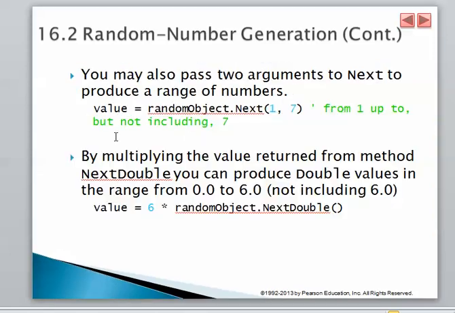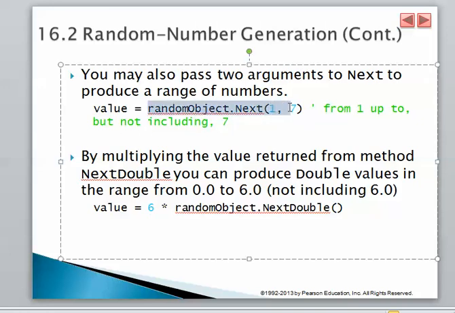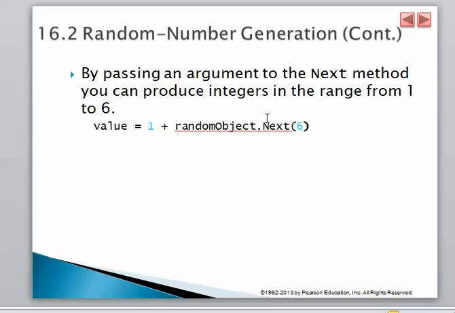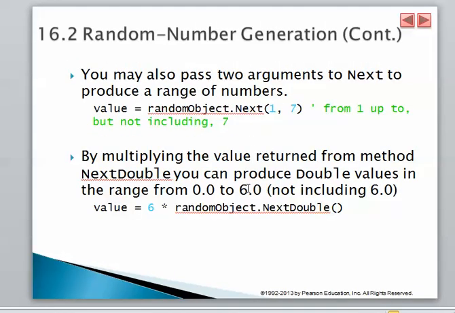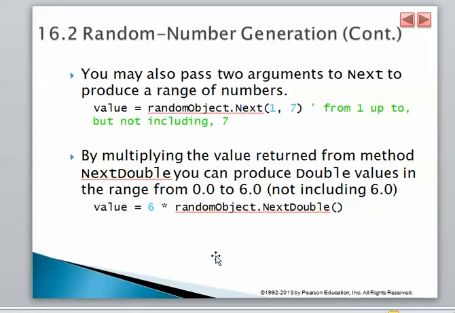Let's look into other examples like the one they have here. Here we have random next, and now we can actually have two parameters. This will give me a number from 1 to 7 minus 1, from 1 to 6. So this and this do the same. Now if I do random object next double, then this is a number from 0 to 1, remember? So it can be 0.1, 0.35, whatever. But if we do times 6, then it's going to be a number from 0 to 6. Those are the tricks to do the manipulation.